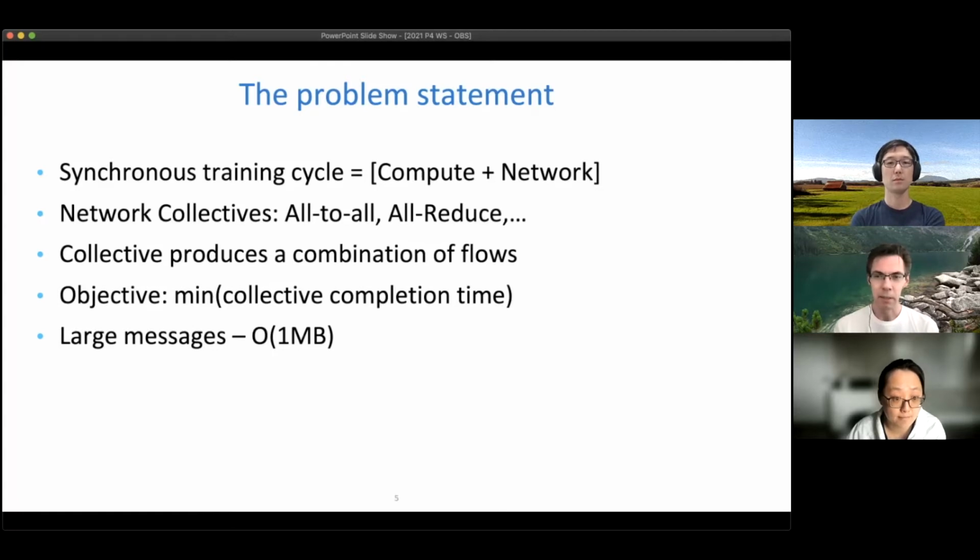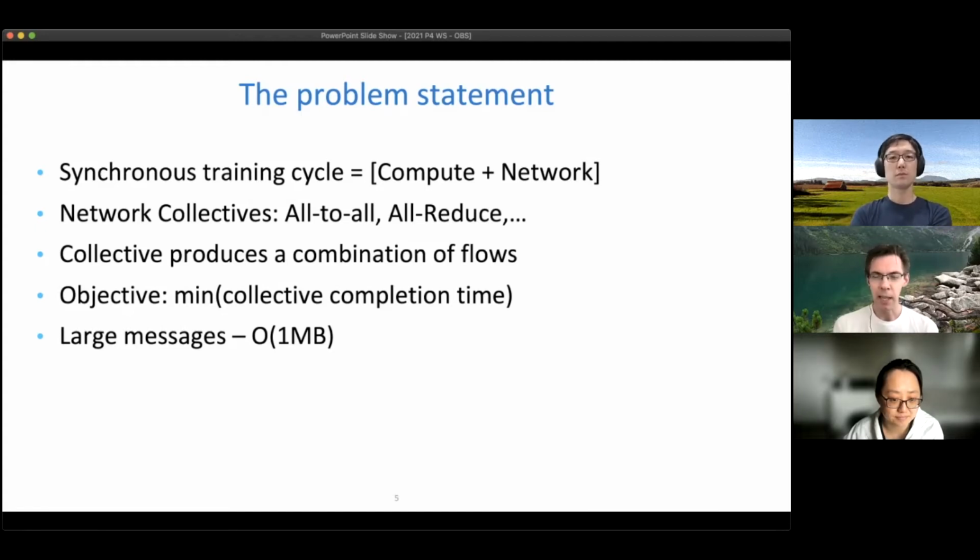And that, to be precise, is what differentiates ML training from general HPC applications. In HPC, you usually see a wider variety of collectives. In ML, you have just a few types which you repeat very, very often, many times. Of course, every collective produces a combination of network flows. And the goal is on every cycle to minimize the completion time for collectives, because the training is synchronous and your performance is determined by the completion of the last collective and this last flow.